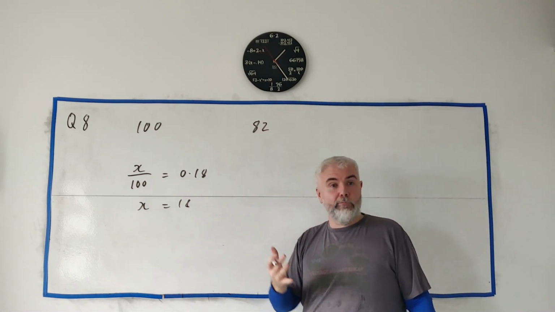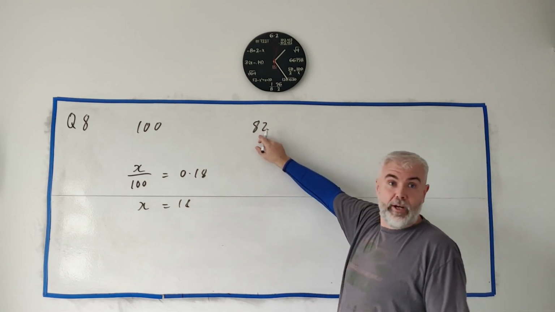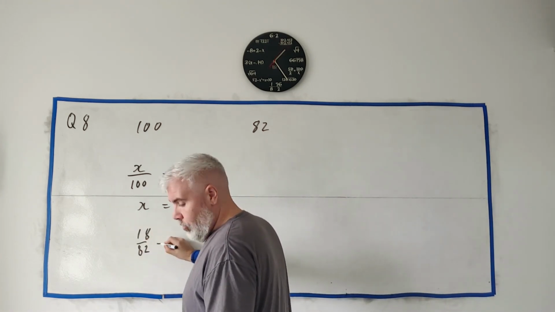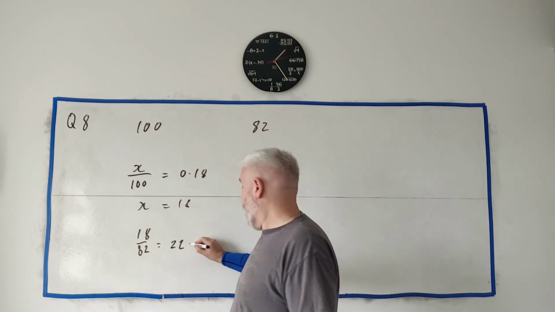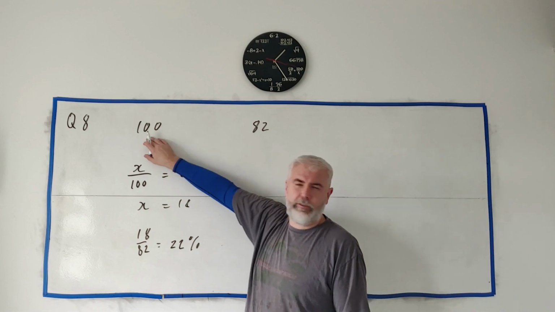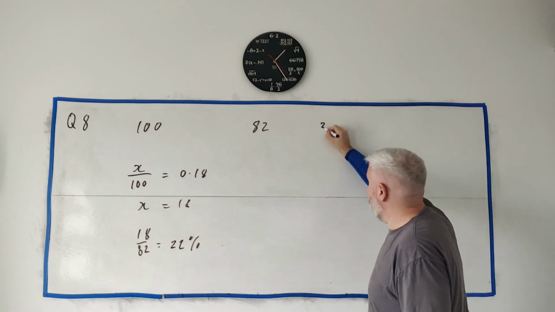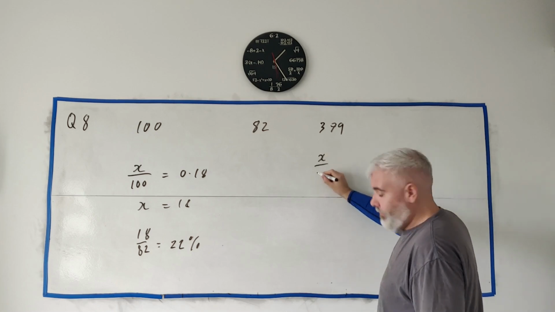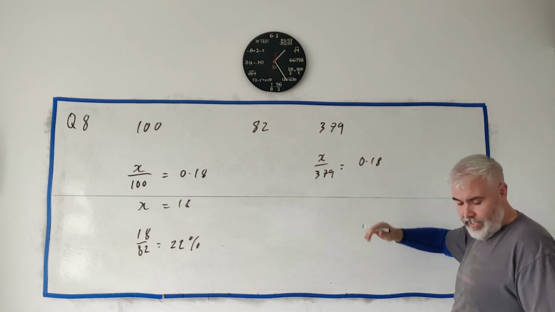We can then work out what the markup is, because they tell us the markup is the profit divided by the cost price. So the markup is 18 divided by 82, which works out to be, to the nearest percentage, 22%. And that's the full answer. If you're a little worried about the number, make up a new number. Let's see, I've done another one here. Maybe a games console that's €379.